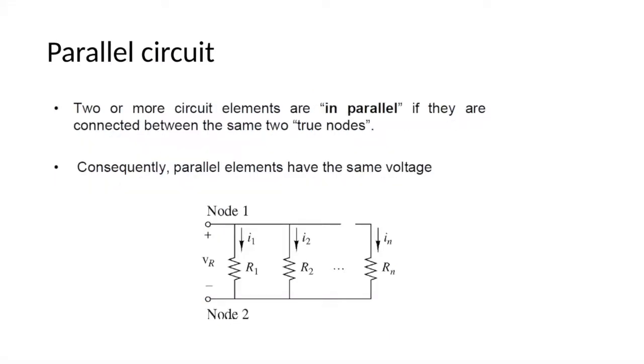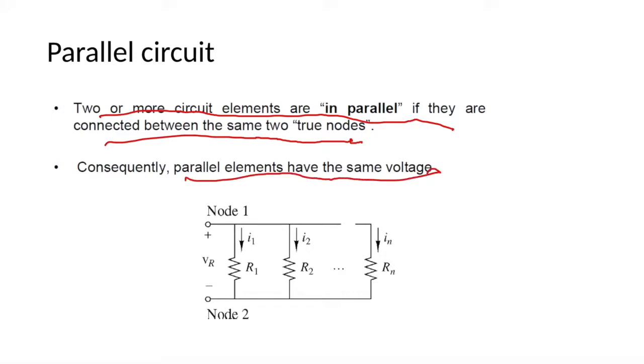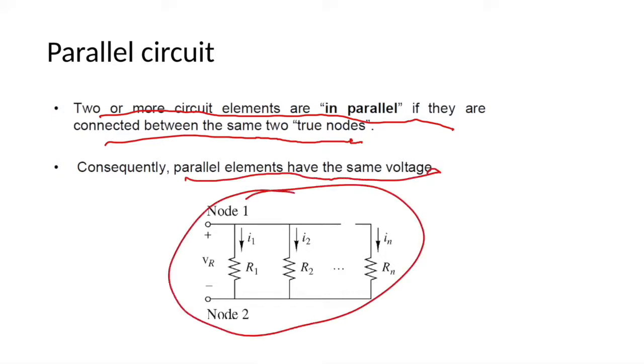For the parallel circuit, two or more circuit elements are in parallel if they are connected between the same two nodes. And the property is that parallel elements have the same voltage. This is a parallel circuit.